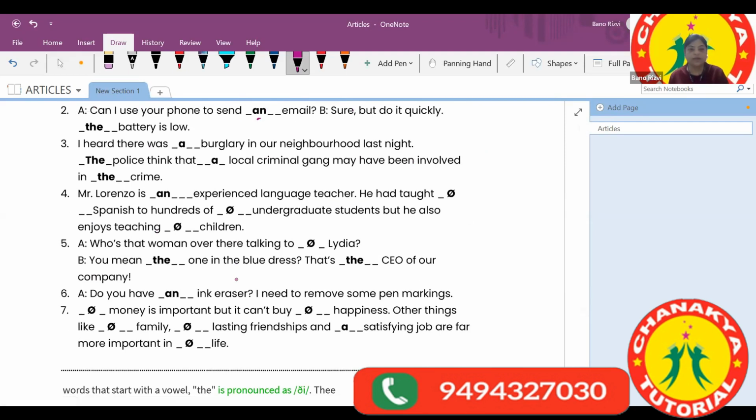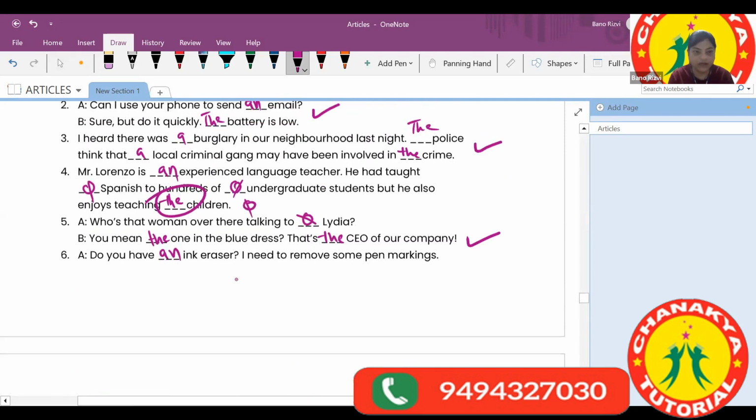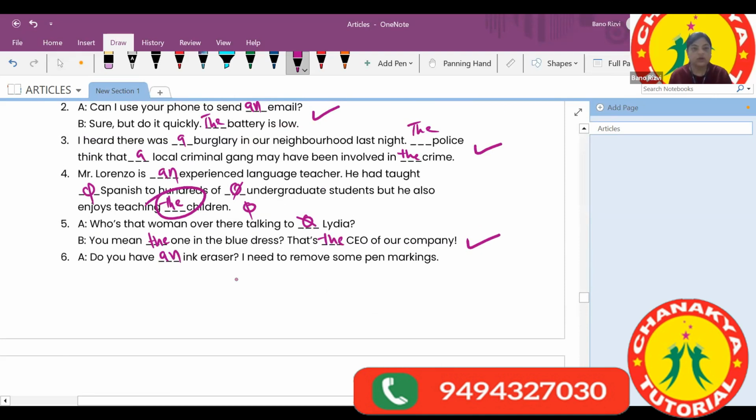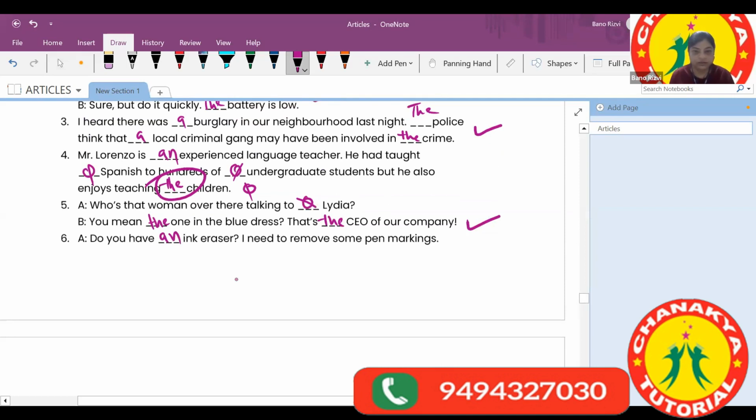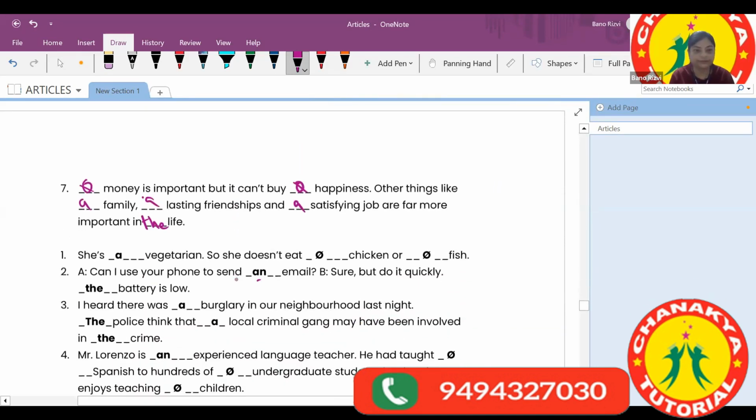Money is important, but it can't buy happiness. Other things like family, lasting friendship, and a satisfying job are far more important in life. So there is an ink eraser. Okay, this one is correct. The seventh one, yeah.